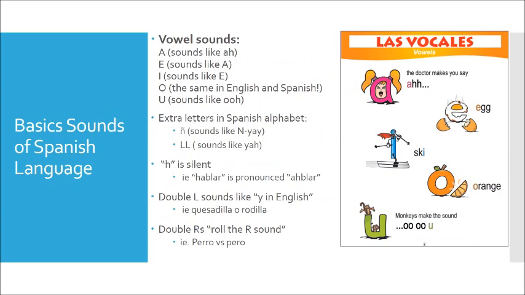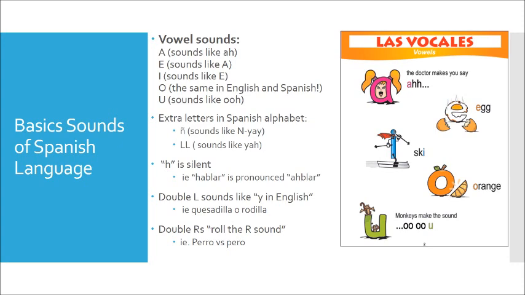So these next few slides are going to be kind of a basic overview of the Spanish language. If you ever took Spanish in grade school or high school or college, it'll be very familiar to you, but that was important just to go over as the rest of the in-service is going to be specifically speaking in Spanish, so kind of want to review that.